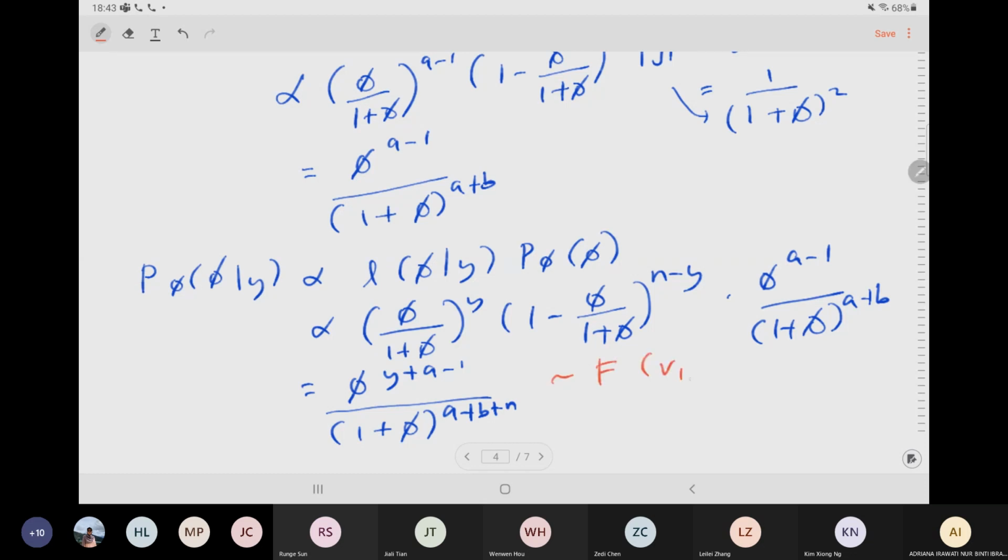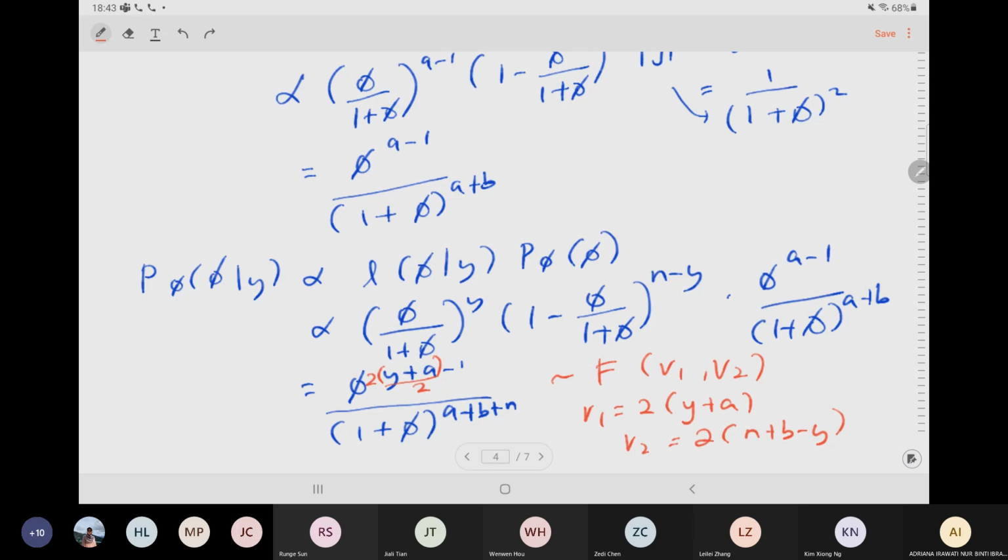For example, you have V1 and V2. Your V1 here is actually 2 times Y plus A, and your V2 here is actually 2 times N plus B minus Y. Because what happened here, this is 2 times this divided by 2, and this is actually 2 minus Y.